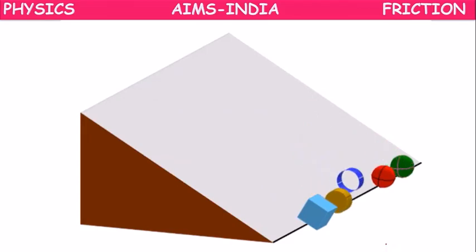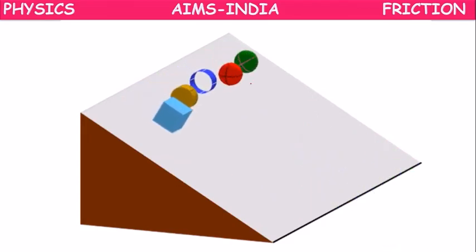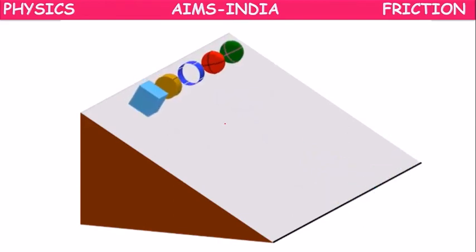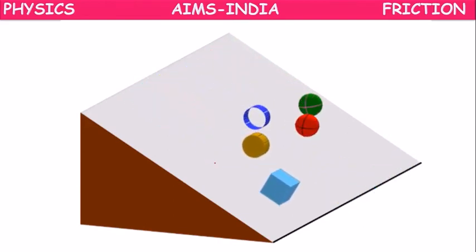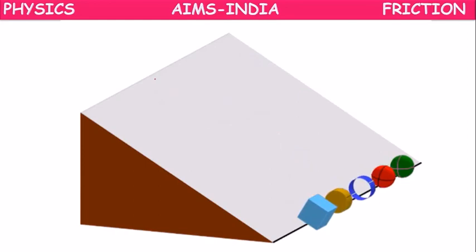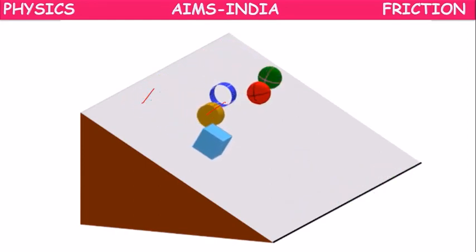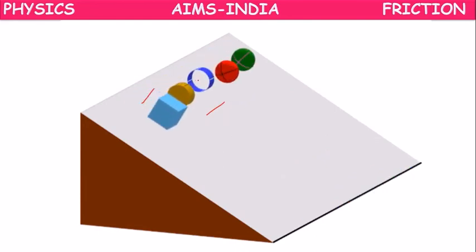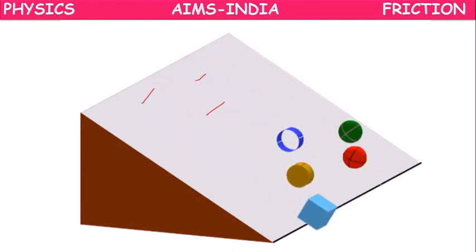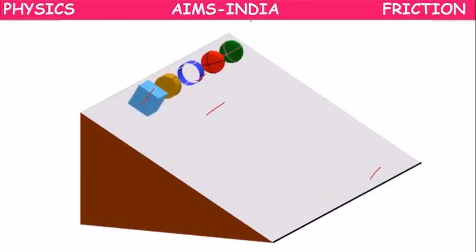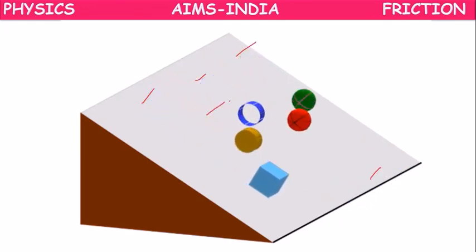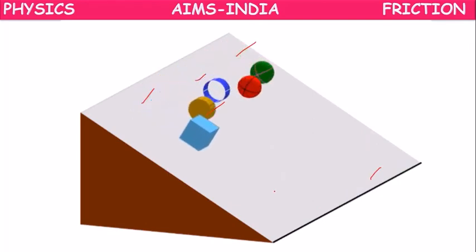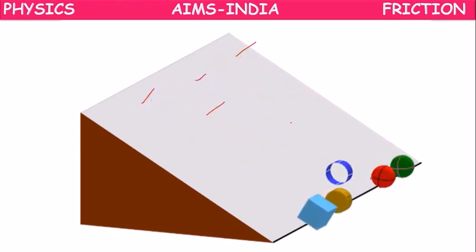In this animation, we are rolling different kinds of objects on the same inclined plane. One looks like a square, the next like a cork piece, the next like a bangle, the next like a football, the next like a green ball. Different objects we are rolling on the inclined plane. All are made up of different materials.